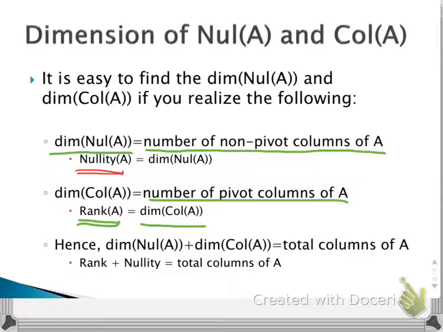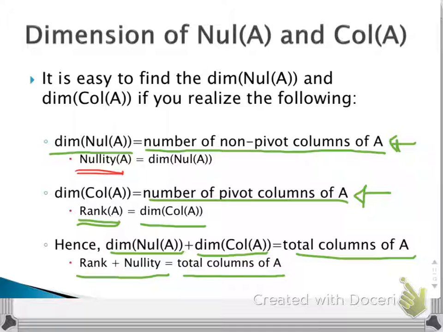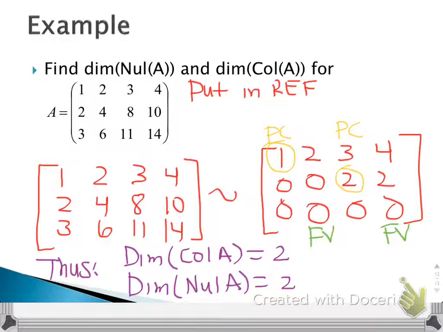And so putting this together, we can say that the dimension of the null space of A plus the dimension of the column space of A, because again, it's the non-pivot columns plus the pivot columns, equals the total number of columns, right? Okay. So in other words, rank plus nullity equals total columns of A. And this is the last slide for this video. So I'm a little over 15 minutes, but I'm going to stay under 20.